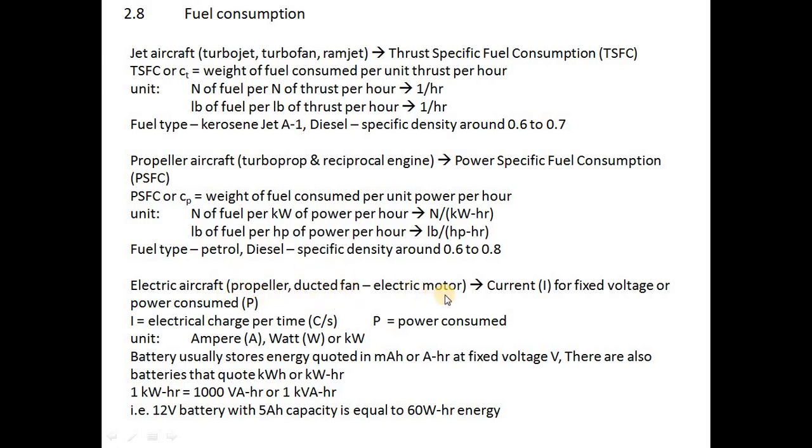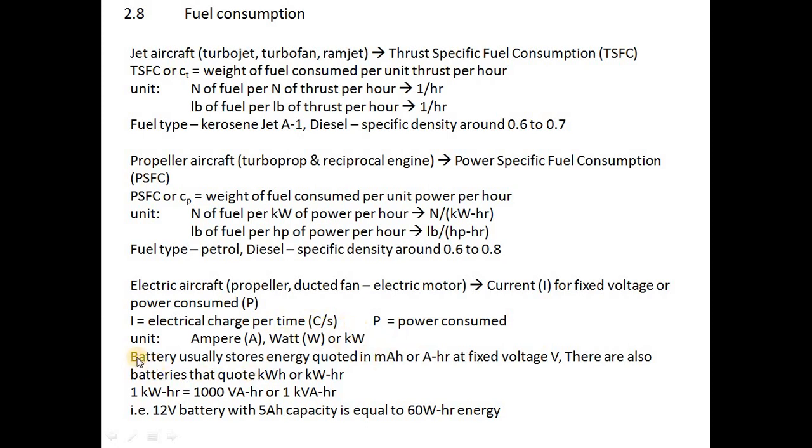In this case, the consumption, we consume the current or voltage. So can either be current consumption for fixed voltage, or we can use a power consumption, so electrical power. So take note that electrical current is actually electrical charge per time or coulomb per second, and P is the power consumed. So for current, the unit is ampere. For power, the unit is in watt or kilowatt.